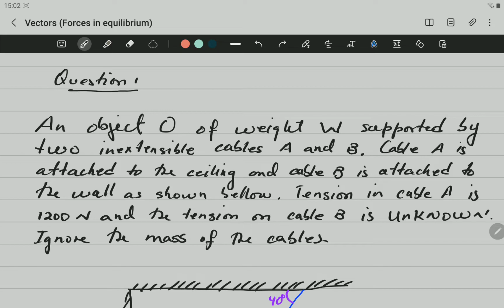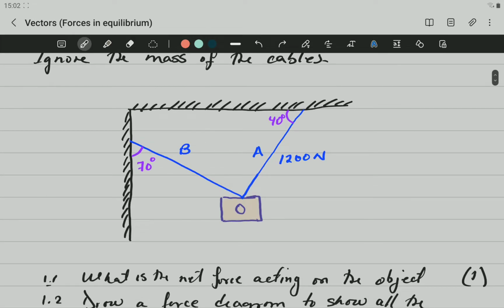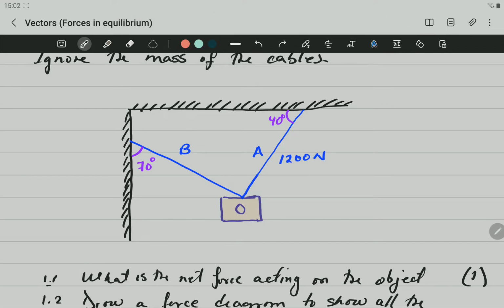The question said an object O of weight W is supported by two inextensible cables A and B. Cable A is attached to the ceiling and cable B is attached to the wall as shown below. The tension in cable A is 1200 Newton and the tension in cable B is unknown. Ignore the mess of the cable. Here is the picture in which you have two cables. This question is from previous question papers, which I really don't remember which one, but it is from there.